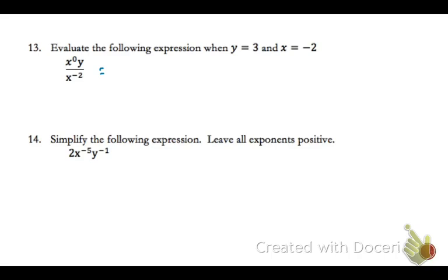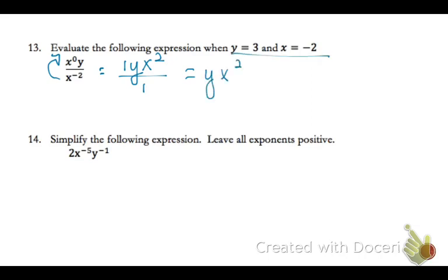Anything to the 0 power is 1, so we'll have 1 times y. Oh, and then my x to the negative 2 will need to come up to my numerator here. All I'll have left here is just a 1 in the denominator. So essentially I have yx squared.